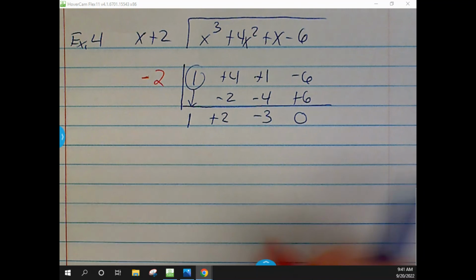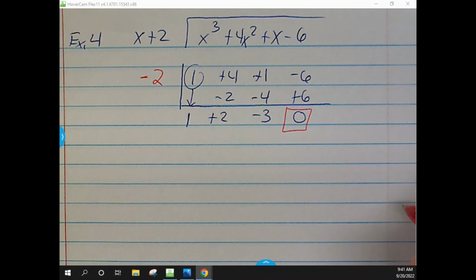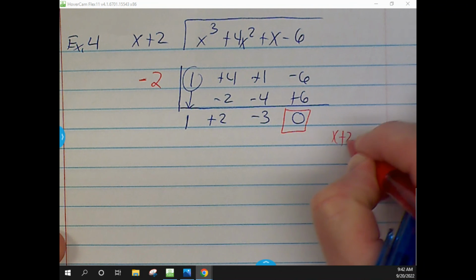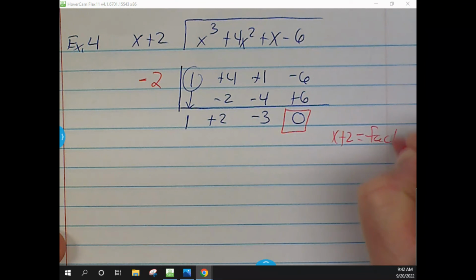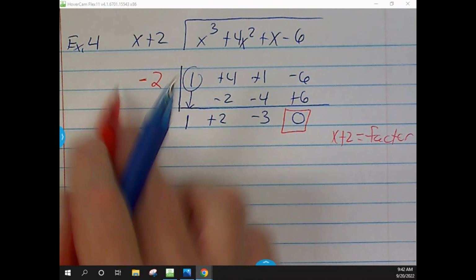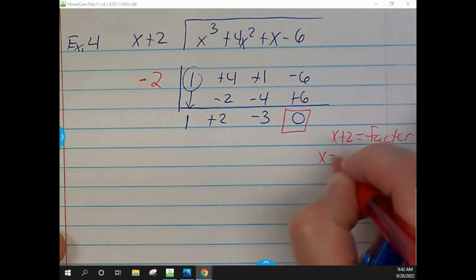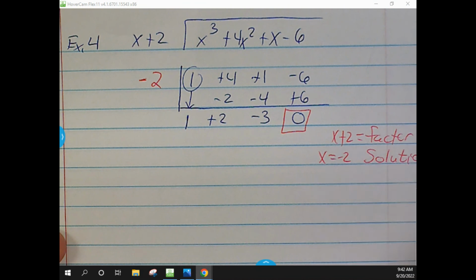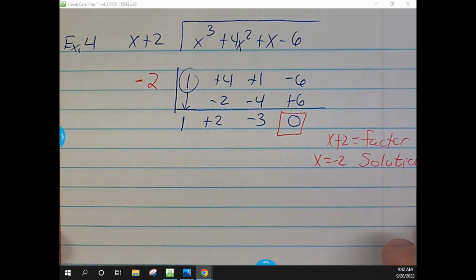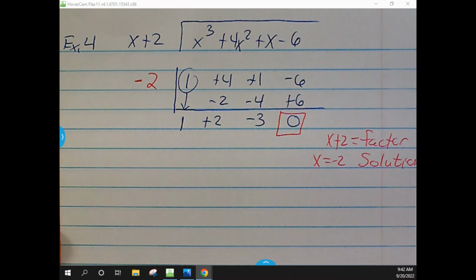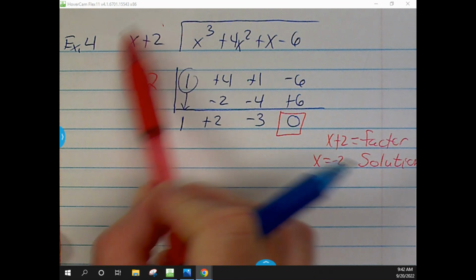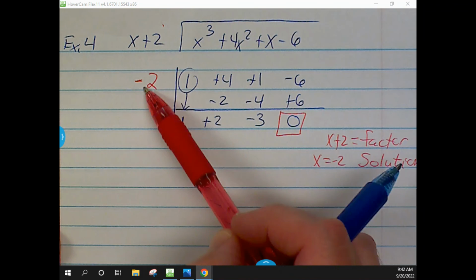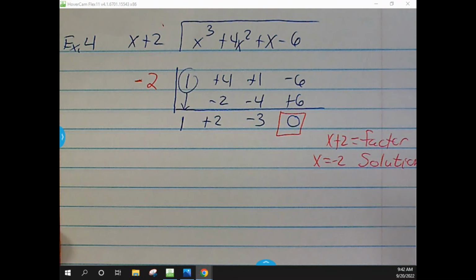And again, as soon as you get that this is 0, that means that x plus 2 is a factor. But also at the same time, this negative 2 that we get here, so x equals negative 2, would also be a solution. And that's kind of what they're trying to get you to see, that if you get to the end and this is 0, you can say it one of two ways. You can either say that this thing we were dividing by is a factor, or you can say that this number is actually a solution to this thing.